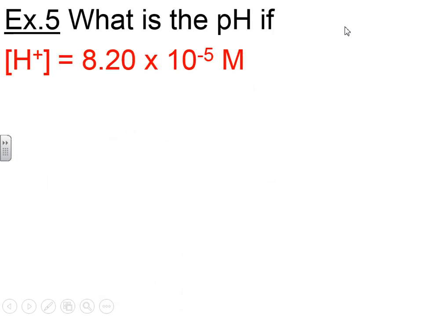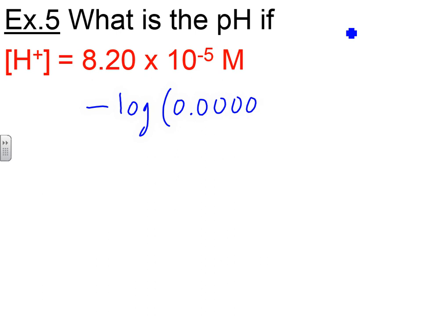So what's the pH if the hydrogen ion concentration is 8.20 times 10 to the negative 5? So all you have to do is plug that into the calculator. Really what you're doing is, if I just write this out in standard notation, like so, you're just plugging that number into your calculator. Now if you do this, there should be a little log button, so you get 4.09 for the answer.